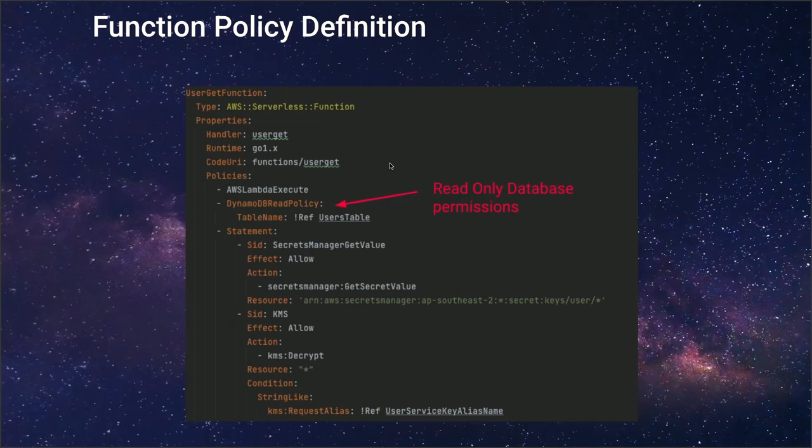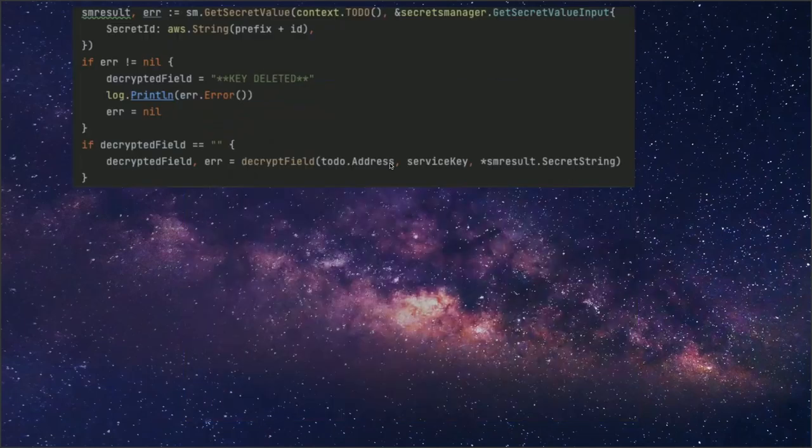Because it's a user get function, it has a read-only policy for the data, with a scoped down table name. You have read-only secrets manager permissions to get the secrets, the keys for the users. Obviously, you'll need that. Again, you could potentially do some smart things around that based on authorizations, but that's a little bit more complex. And then the only thing that user get function needs from a service key perspective is decrypt of its key for it. So the user service might only be able to decrypt the name. That's what this example is. And then there's a bit of code here.